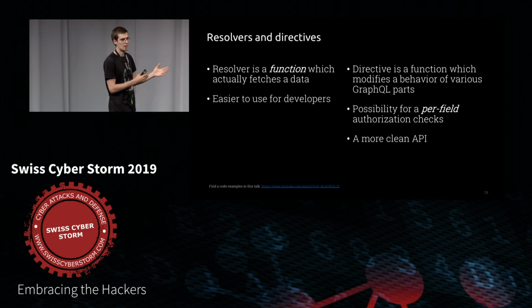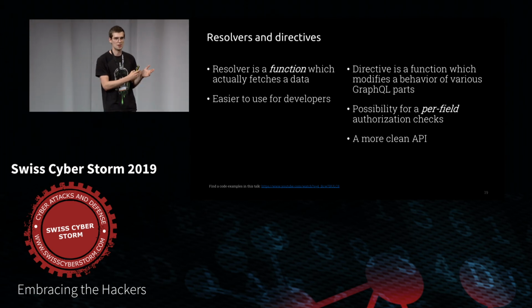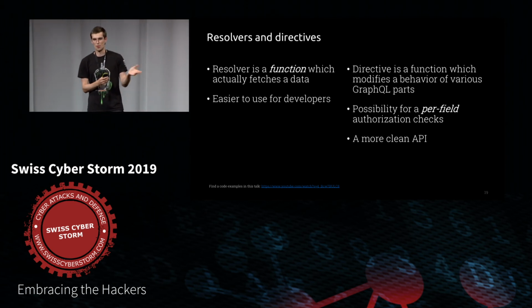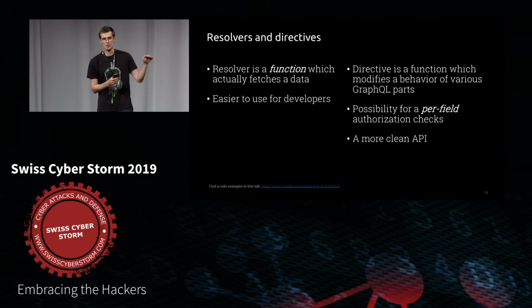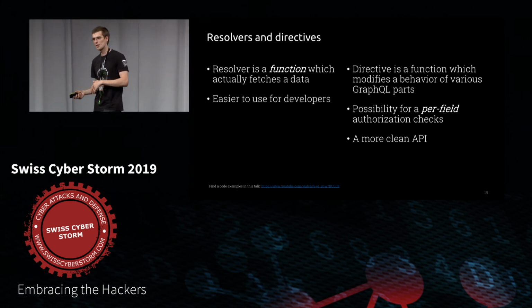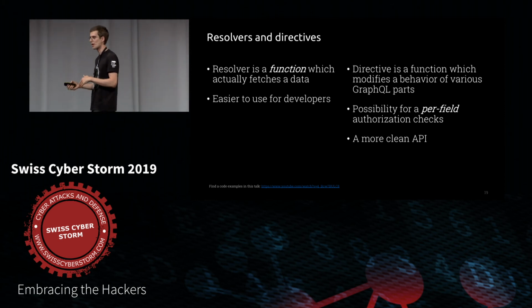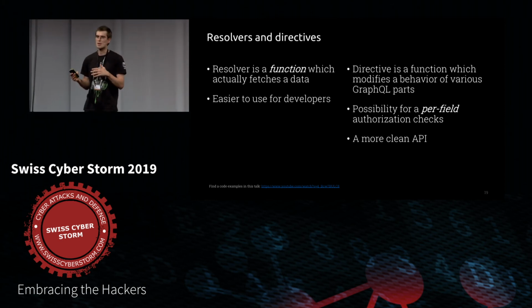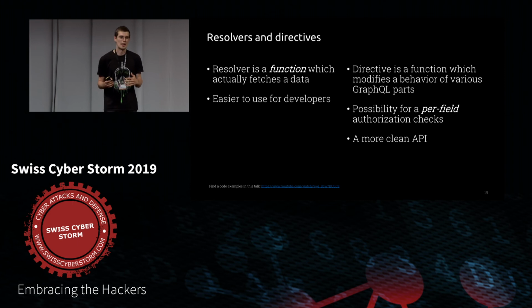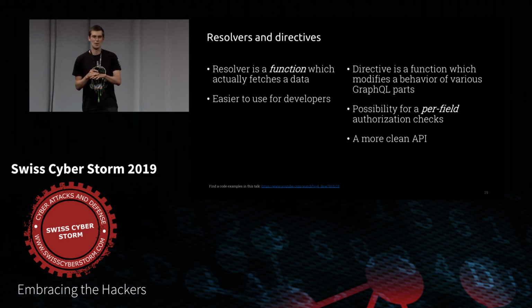And of course, you can implement access control checks right there. Before you access some data, you implement access control checks. That's kind of easy. The other option is using directives. Directives are a part of the GraphQL language. There are almost no default directives, but you can implement your own.